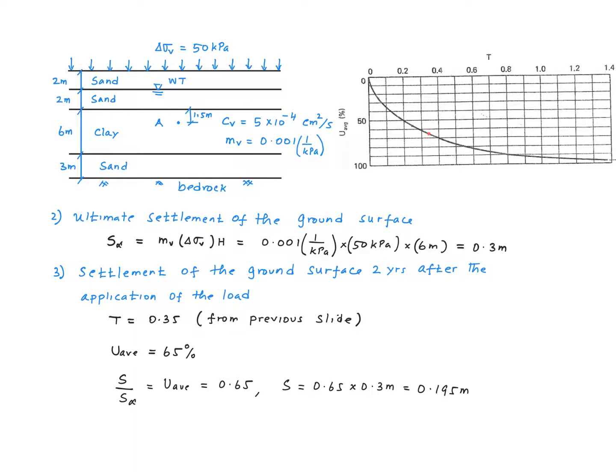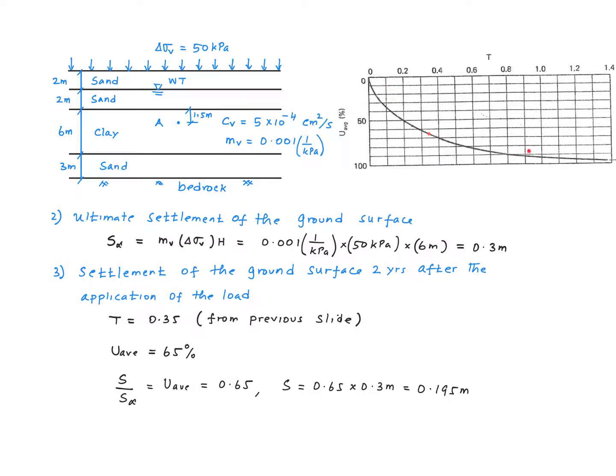Now on to the third part of the problem, which is to calculate the settlement of the ground surface 2 years after the application of the load. To complete this part, we need to use this relationship between U average and T, where U average is the average degree of consolidation. If you recall, we have shown that U average equals S over S infinity. So S over S infinity equals U average, and therefore we can calculate S from that equation. We've already calculated the time factor in the earlier slide. Remember, time factor is 0.35, right?